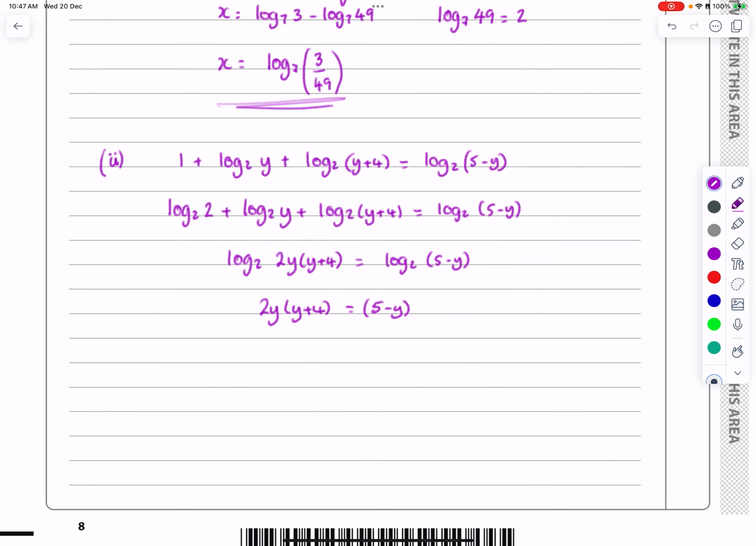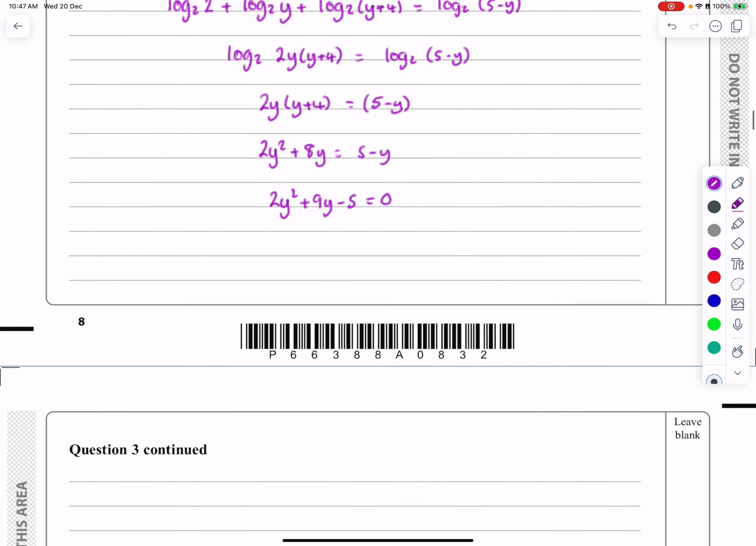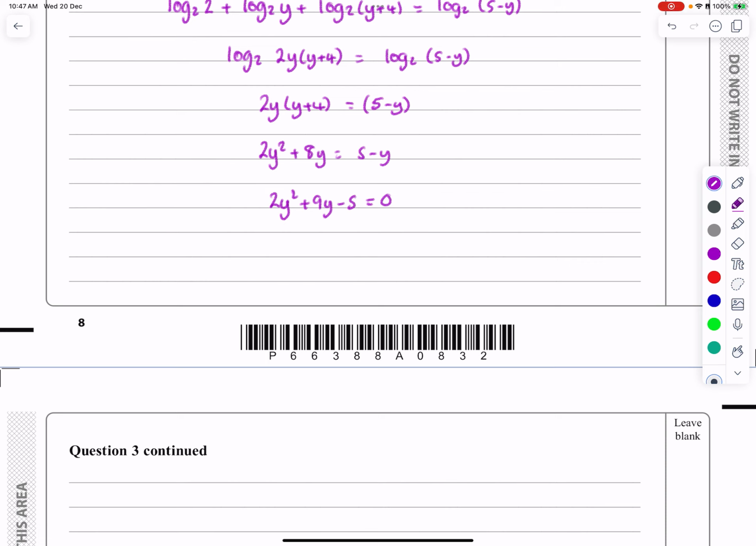Well, let's just multiply it all out and tidy it up. I was going to try and do two things at once there. So 2y squared plus 8y equals 5 minus y. Rearrange all that, make it equal to 0. So that's 2y squared plus 9y minus 5 equals 0. And I was sort of jumping ahead to this stage. I'm assuming it's going to factorise, okay?